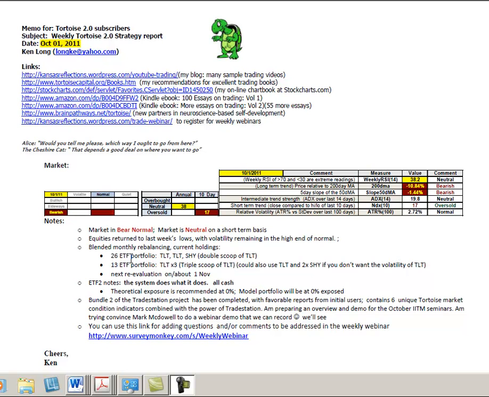The blended monthly rebalancing's current holdings: a double helping of treasuries and one position in the short-term treasuries. On the 13 ETF portfolio, it's all three positions in treasuries. You could also mix in some SHY if you don't want the volatility of TLT. ETF2 is all cash with the theoretical exposure at 0%, and the model portfolio also being at 0% exposed.